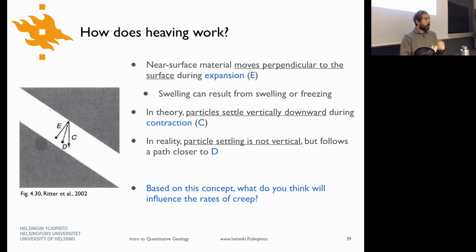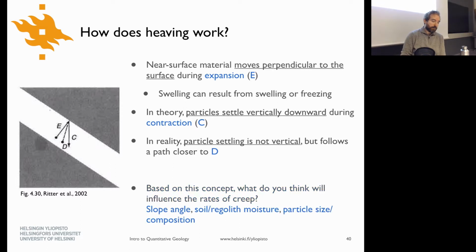Yeah, so those are some of the big ones, right? The slope angle is going to matter. If the slope is totally flat, who cares? I mean, the heave process will move things up and down. Maybe that would matter in some cases. It could possibly crack the foundation of your house or something like that. But if everything moves up by the same amount, maybe it doesn't matter. But yeah, that's the slope. That's going to be important in terms of this vector C, for example, in the diagram here.